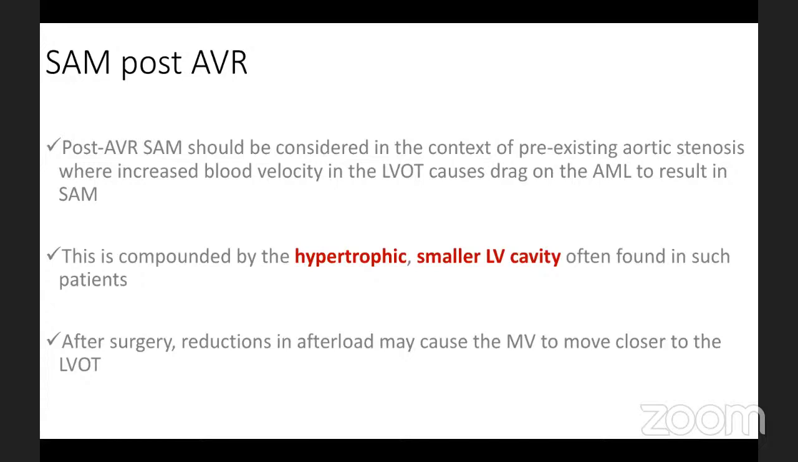Also, SAM can happen post-aortic valve replacement. Post-AVR, SAM should be considered in the context of pre-existing aortic stenosis, where increased blood velocity in the LVOT causes drag force on the anterior mitral leaflet that results in SAM. This is compounded by the hypertrophic and small LV cavity due to aortic stenosis found in such patients. After surgery, the reduction in afterload may cause the mitral valve to move closer to the LVOT.